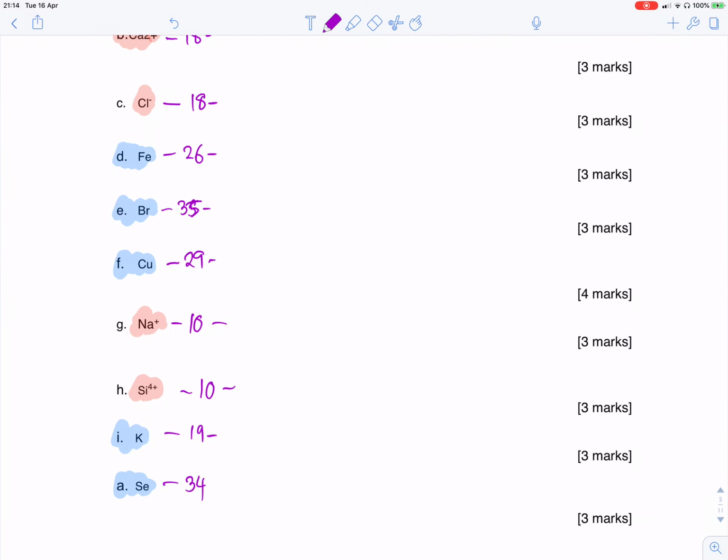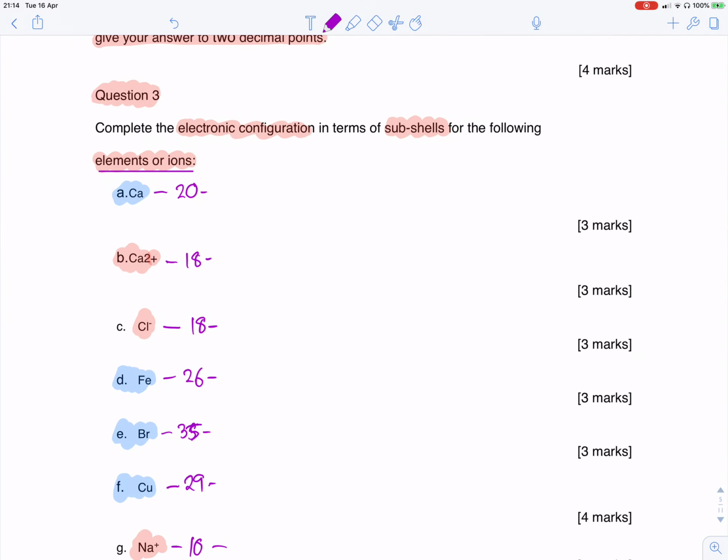Okay, now let's find the electronic configurations. So for calcium with 20 electrons, it's going to start off as 1s2, 2s2, 2p6, 3s2, then 3p6, and 4s2. Let's see if we've got the correct. So that's 2, 4, 10, 12, 18, 20. Okay, that's done. Calcium 2 plus is 18.